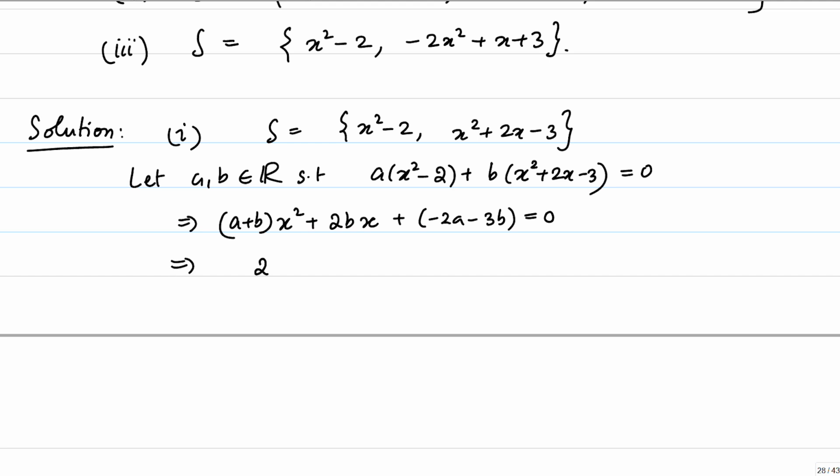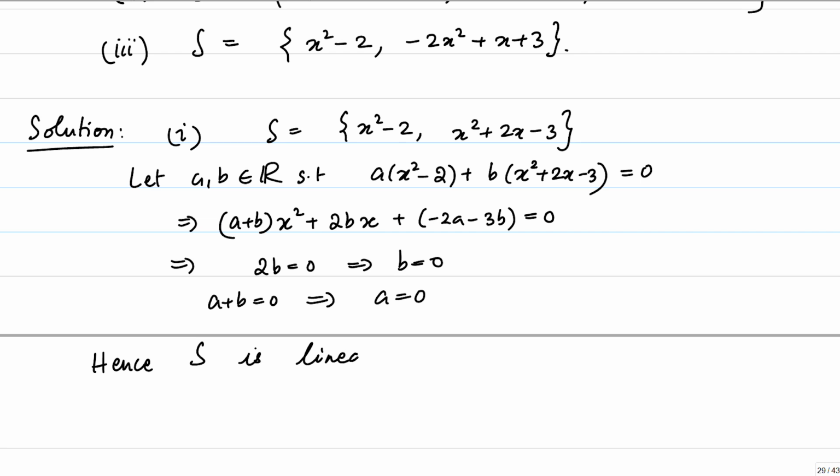This implies 2b is equal to 0 and hence b is equal to 0. And the first one, a plus b equal to 0, implies a is also equal to 0, which is inconsistent with minus 2a plus minus 3b equal to 0. So, yes, this forces a and b to be equal to 0. Hence, S is linearly independent.